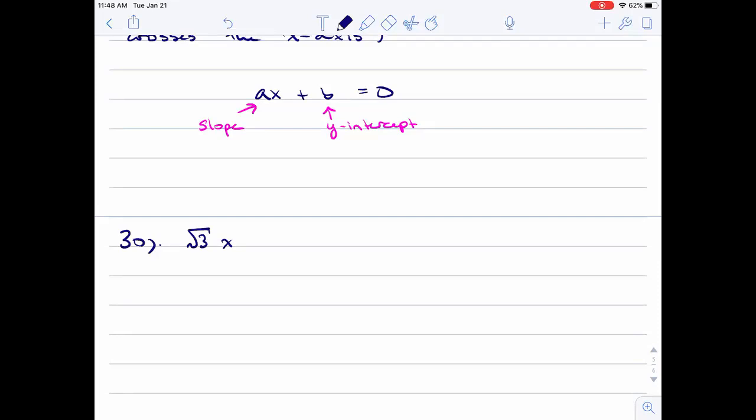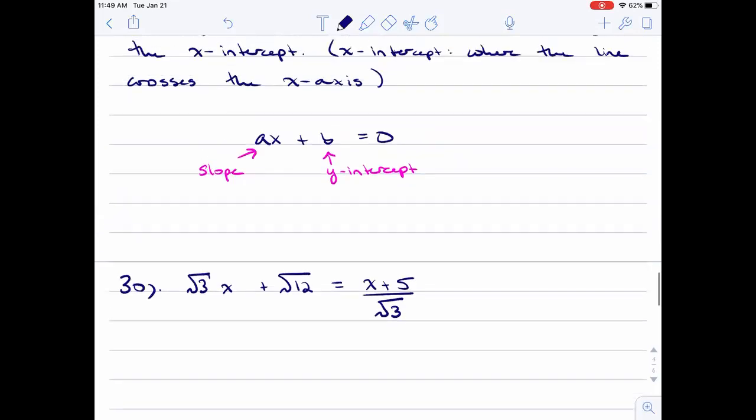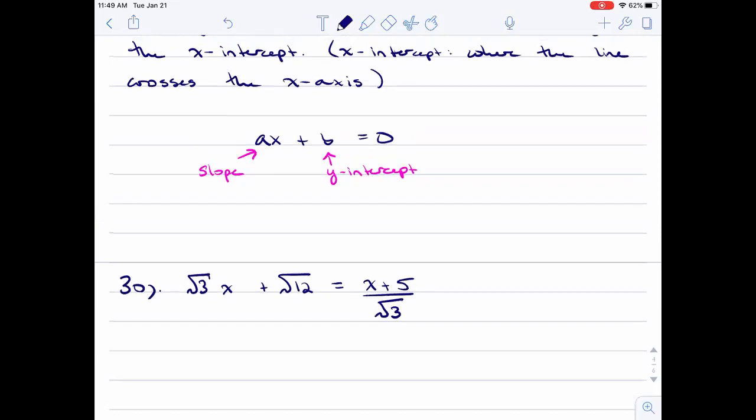So the square root of 3 times x plus the square root of 12 is x plus 5 over the square root of 3. I want to solve for what values of x is going to make this 0, right? If I want to get it into some sort of form, I need to get 0 on one side, move everything else to the other side, and then I can try to figure out what x has to be.